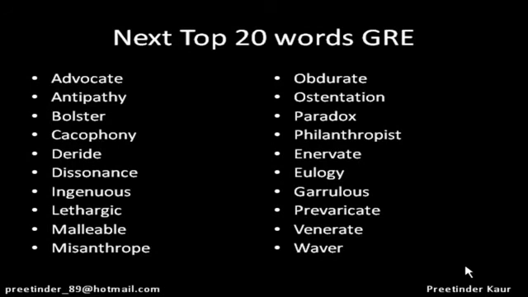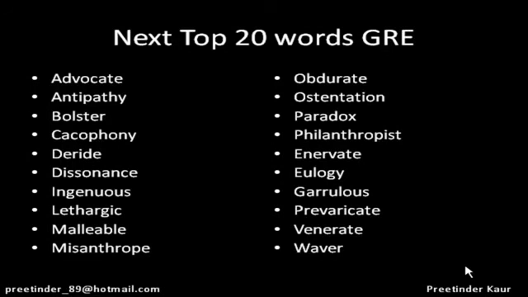Malleable, something that can be changed into another shape or form by the use of force. Misanthrope, a person who hates people. Obdurate is directly related to obstinate or stubborn, who is resistant to authority. Ostentation is related to show off. Paradox, a statement that contradicts itself. Philanthropist, who loves humanity, right?